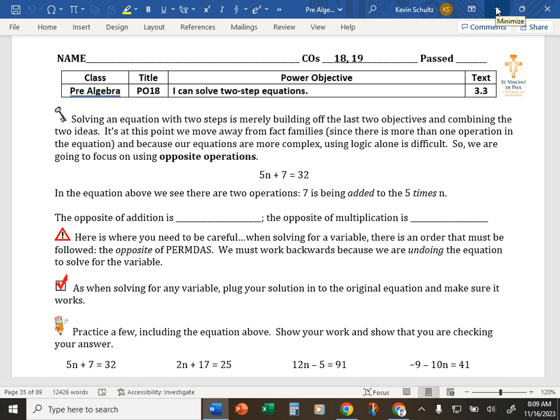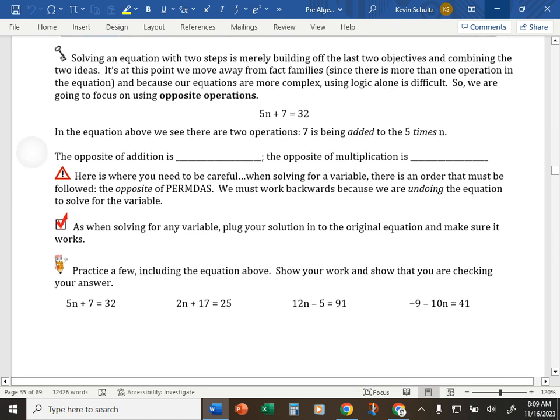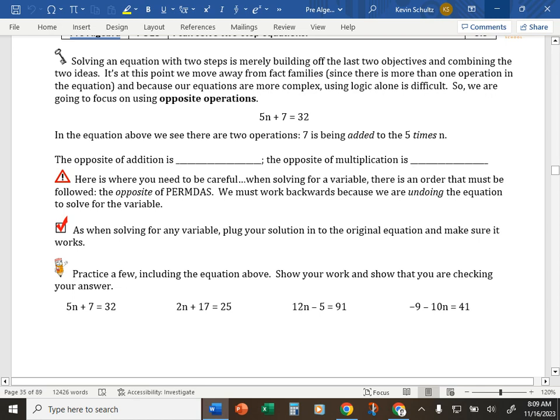We are wrapping up Unit 3 with solving two-step equations, which is really the next step, the culmination of 16 and 17. 16 and 17 were both one-step equations, 16 with addition and subtraction, 17 with multiplication and division. 18 is just putting those two things together, essentially. Two-step equations are going to become your comfort zone.